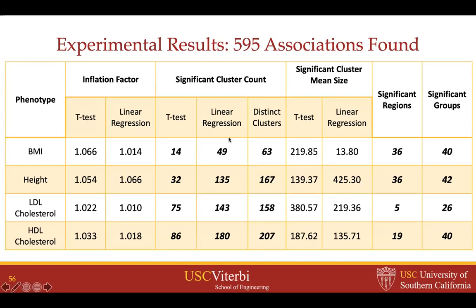As expected, linear regression had a lower inflation factor in terms of the p-value of the results compared to the t-test, while still delivering more significant results in smaller clusters. One of the other predictable things was that for complex traits like BMI and height, the 2 methods found independent clusters, while for LDL-C and HDL-C, we had a significant amount of overlap.